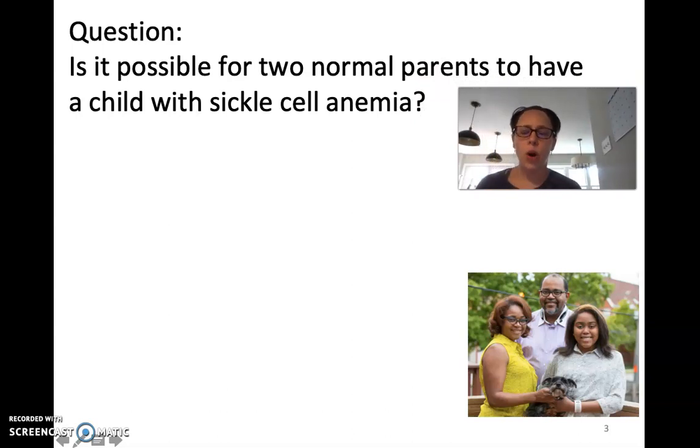I'm going to ask questions throughout this presentation to help you come up with an answer to the major question, which is this. Is it possible for two normal parents to have a child with sickle cell anemia? Down here we have a mom and we have a dad. Is it possible when they have a daughter to have a child with sickle cell anemia, even though neither of them have it? We're using sickle cell anemia here because sickle cell anemia is an inherited disease.